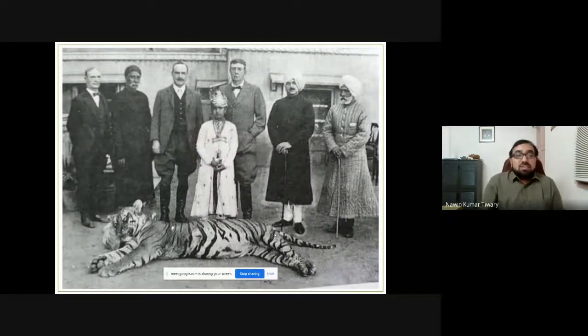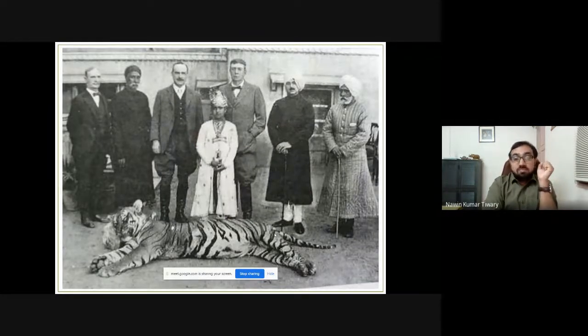Now this is another interesting image, and the story behind this image is also very interesting. So the person, the small kid, in the center of this image is the Maharaja of Jaipur, and he became king. He ascended his throne somewhere in 1800 or something. I don't exactly remember the year, but somewhere in 1800.